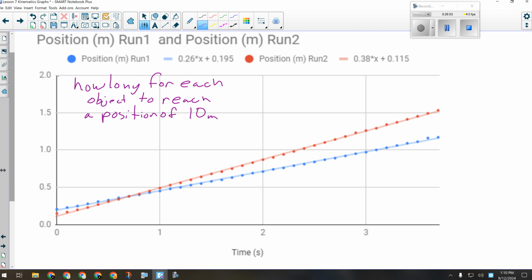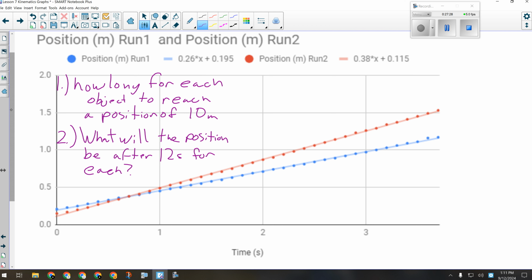Question number one, how long for each object to reach a position of 10 meters? And question number two, what the position of each will be after 12 seconds. Okay, let's have a look at number one.